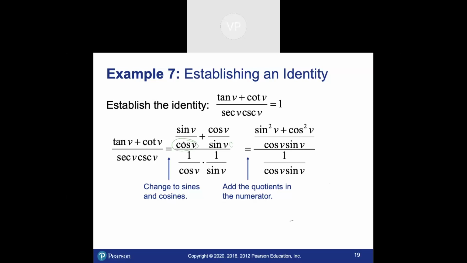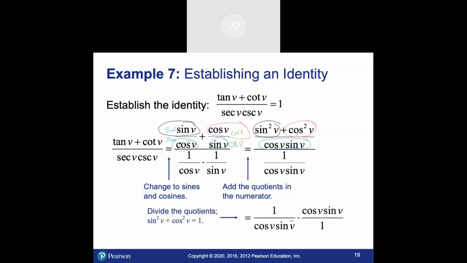So if I have a cosine here, I got to put a cosine here, and a cosine here. If I have a sine here, I got to put a sine over here and a sine over here. So now I have a common denominator, sine cosine, right there. And then look at your numerators. Sine times sine is a sine square, and cosine times cosine is a cosine square. So don't try to do too much at once, just do one step at a time.